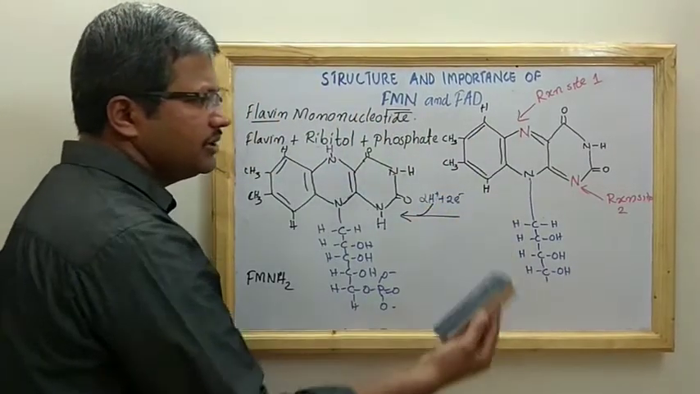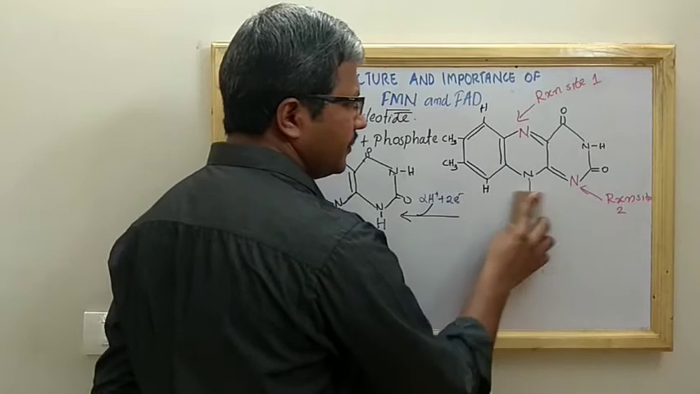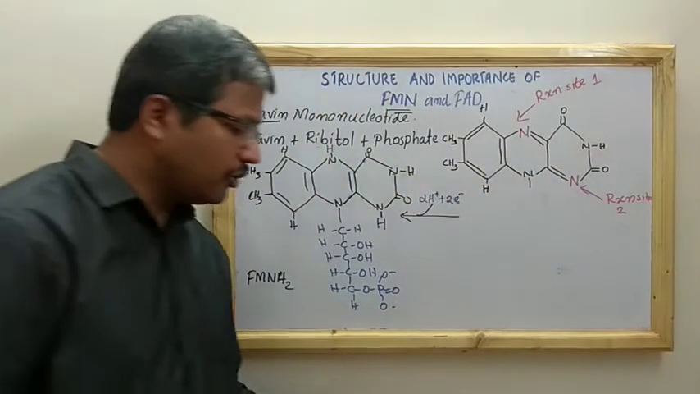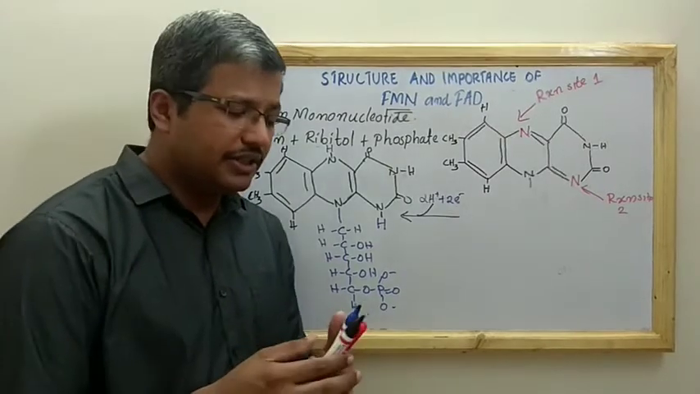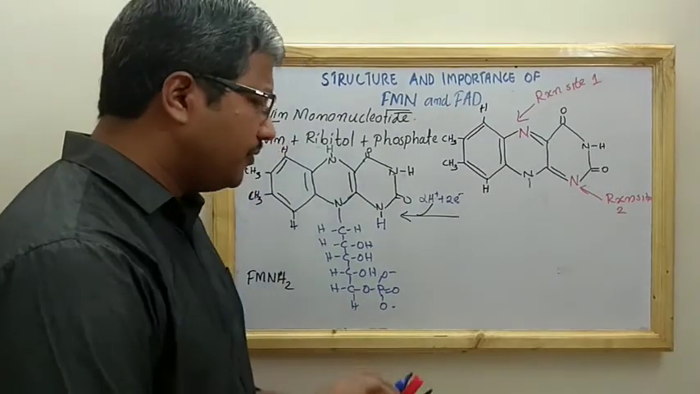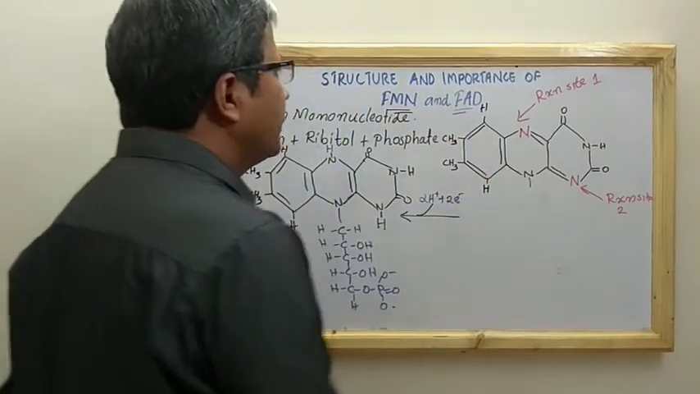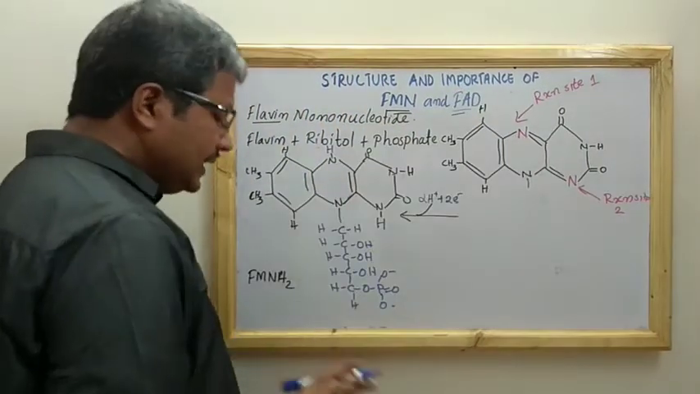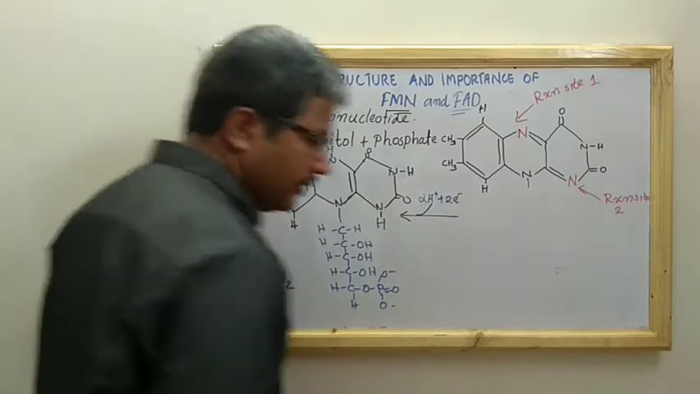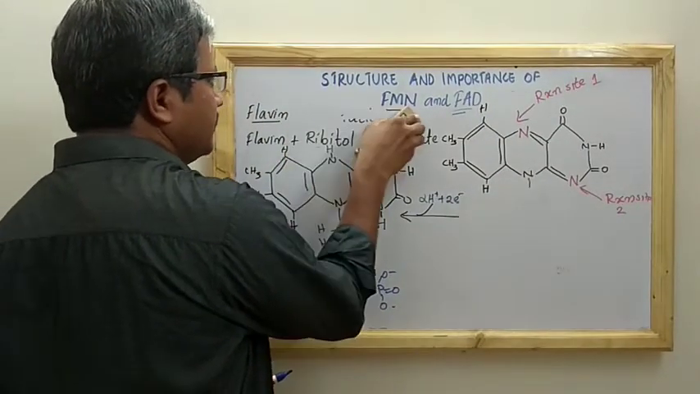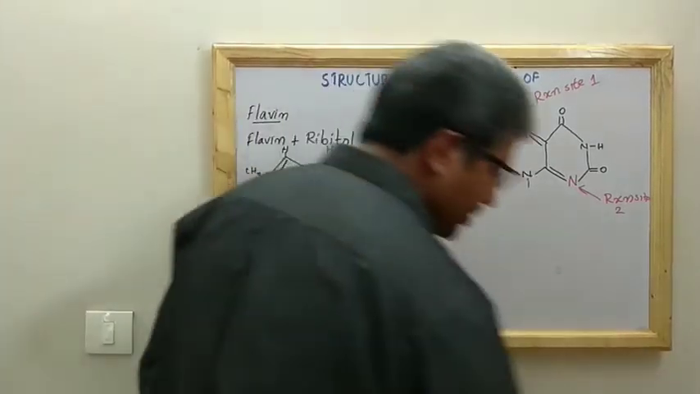The entire region will be same. I am not showing how the bond will be formed and all because we have already learned in FMN, so you don't have to repeat it. This one I am just going to deal with the flavin adenine nucleotide. So flavin adenine dinucleotide. The name will be just changing.